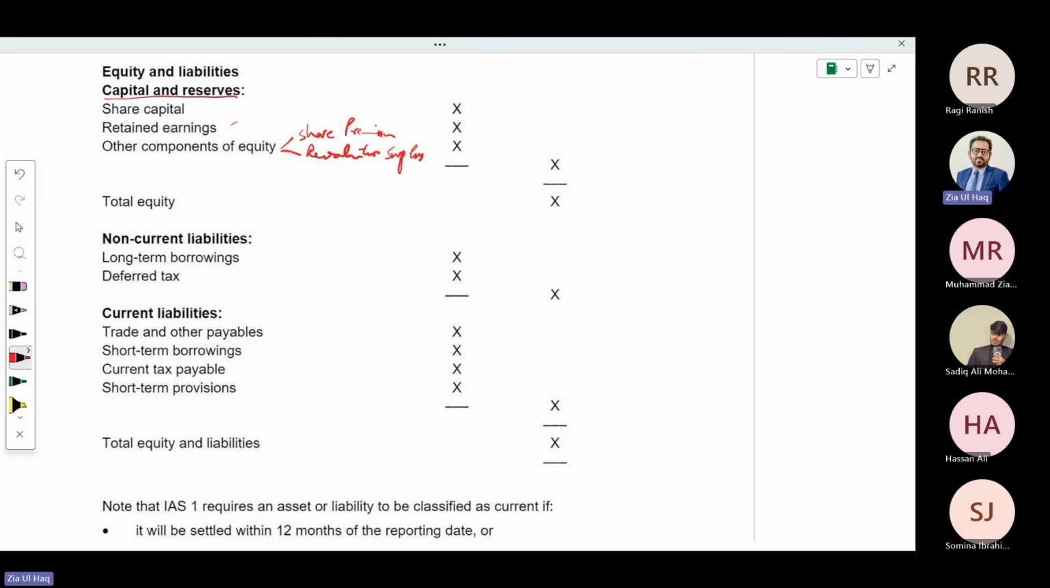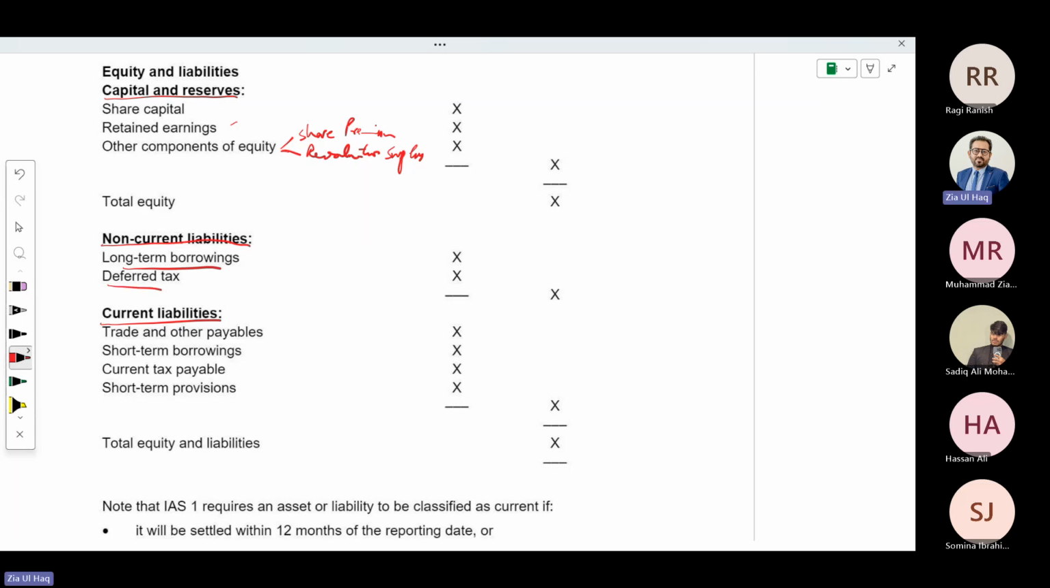And then we need to state liabilities, non-current liabilities and current liabilities. Non-current liabilities are those liabilities that we need to settle in more than 12 months. This means the repayment of the amount will be based on more than 1 year. That will be recorded under non-current liabilities, like long-term borrowing, bank loan, or deferred tax.